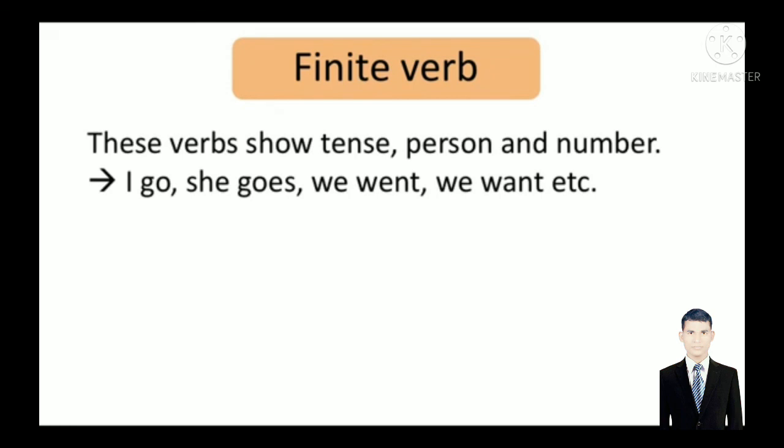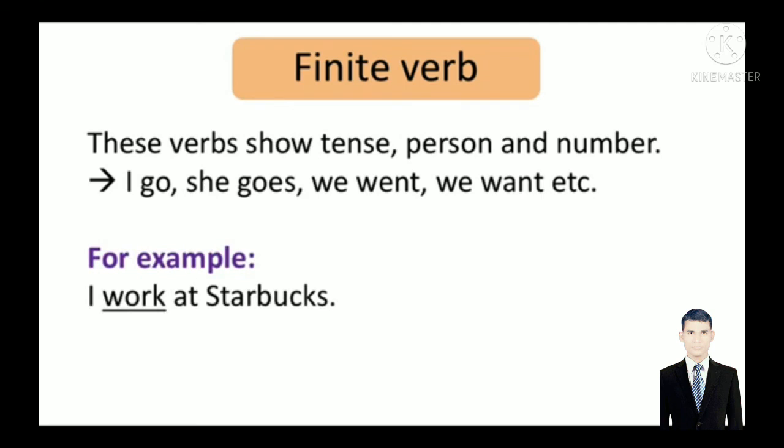Finite verb. These verbs show tense, person, and number. So the sentence can include I go, she goes, we went, we want, etc. For example, I work at Starbucks. She laughed at his joke. With finite verbs, it's important that the verb agrees with the tense, person, and number within the sentence.